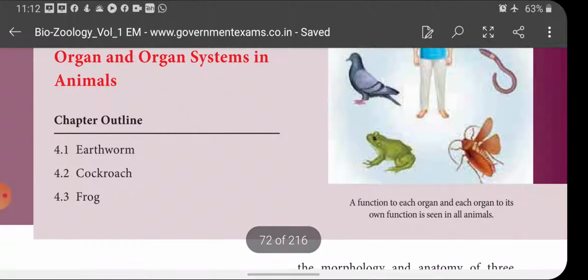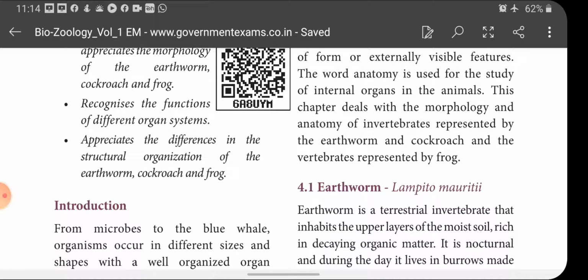Okay, so in this lesson, children, as we discussed in the third chapter, cells together form tissues, tissues together form organs, and organs together form organ systems. Organ systems make a whole organism. This is a basic concept of all living organisms. From single cellular microbes to the blue whale, all organisms differ in their size and shape. Though they differ in their sizes and shapes, they have a common organization, that is, cells together form tissues, tissues together form organs, organs together form organ systems, right?